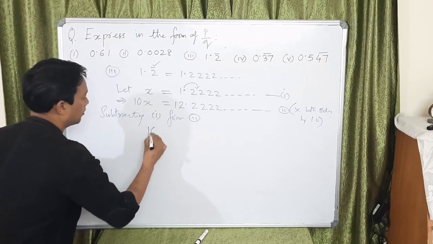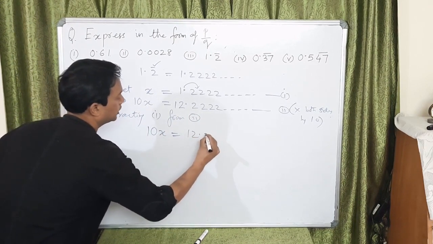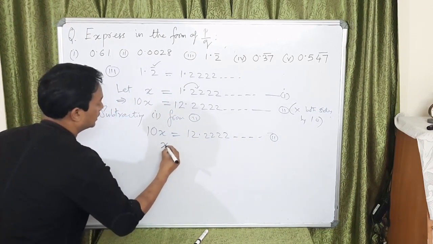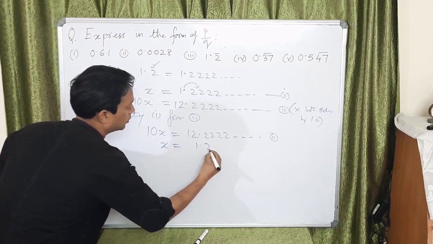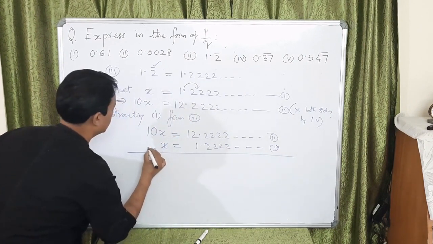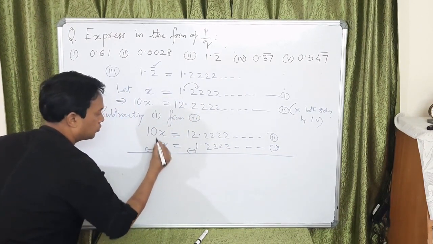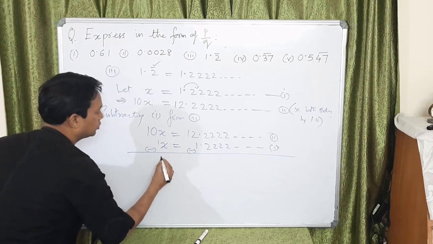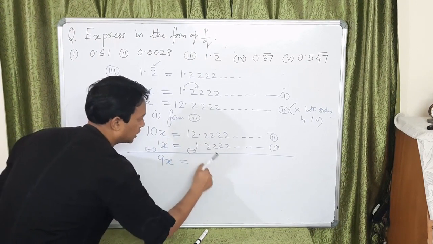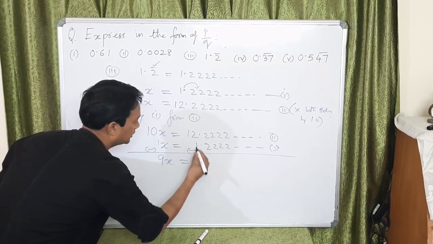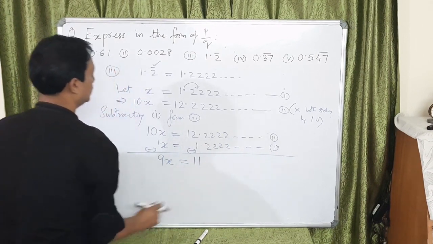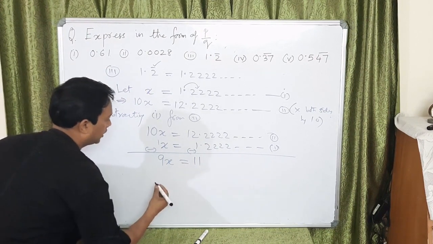Let's write equation 2 on top: 10x equals 12.222 and so on. There are many 2s. And we write equation 1 below: x equals 1.222 and so on. So we are subtracting this. Subtracting means we change the sign. So 10x minus x, where no number means 1. 10 minus 1 is 9x. And on this side, after the point will be all zeros, so no need to write. 12 minus 1 will be 11. So we are left only with 11.